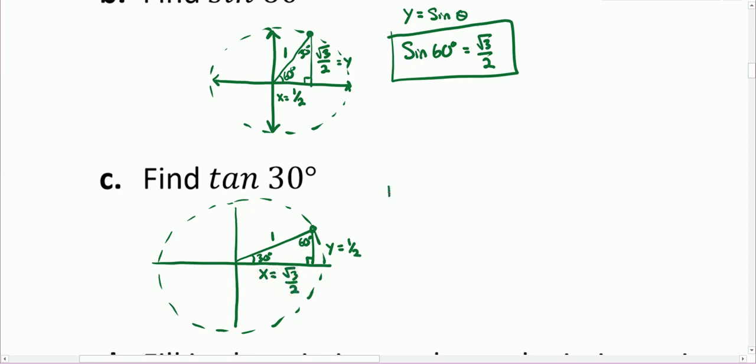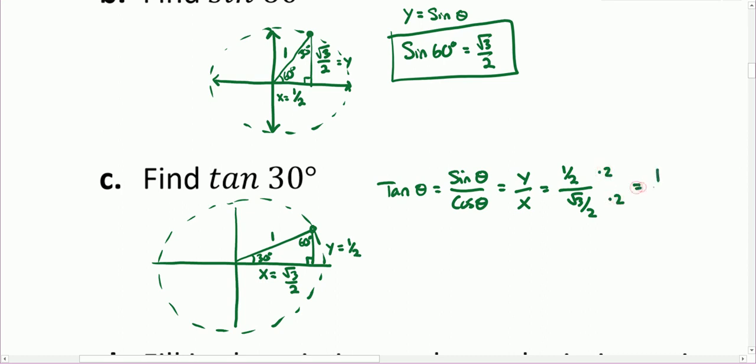A tangent, we know two ways to look at tangent. Tangent is sine over cosine. So in this context, it's your y value over your x value. So y is 1/2, x is root 3 over 2. If we multiply top and bottom of the fraction by 2, we end up with 1 over square root 3. We can rationalize the denominator by multiplying by square root of 3, and we end up with the tangent is the square root of 3 over 3. So that's the tangent of 30 degrees.